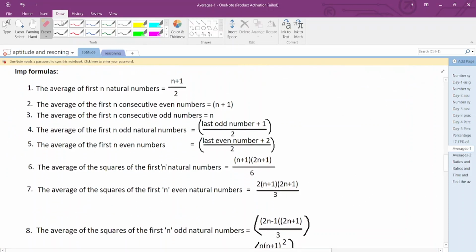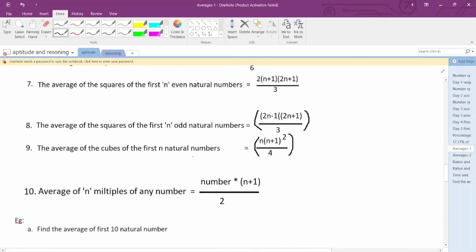And these are the very important formulas to solve the basic questions, right? See, I will just go through all these formulas. So what are these? The average of the first n natural numbers is equal to n plus 1 by 2. Let's solve this question first of all.